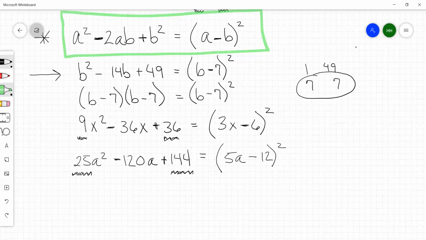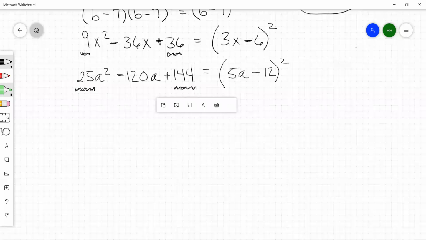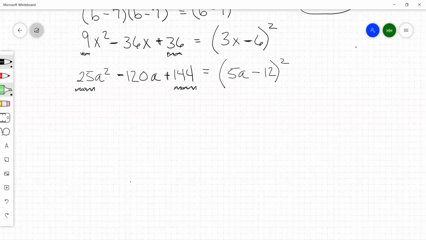Make any sense? The third type of problem you'll see that's related to these perfect squares is an a squared minus b squared that you have to factor. Perfect square minus perfect square. Those factors end up being a plus b times a minus b.